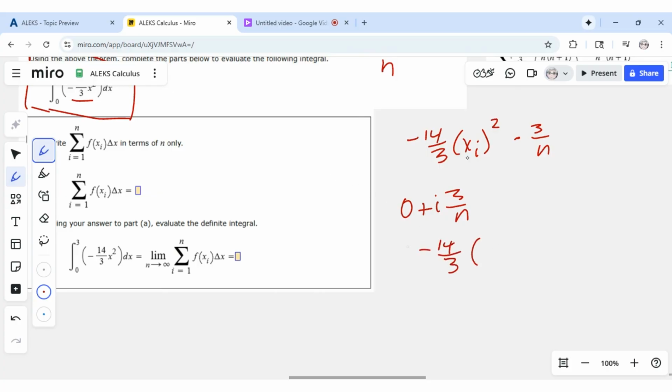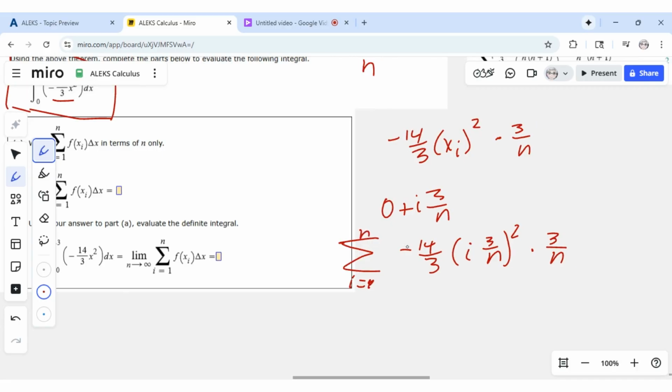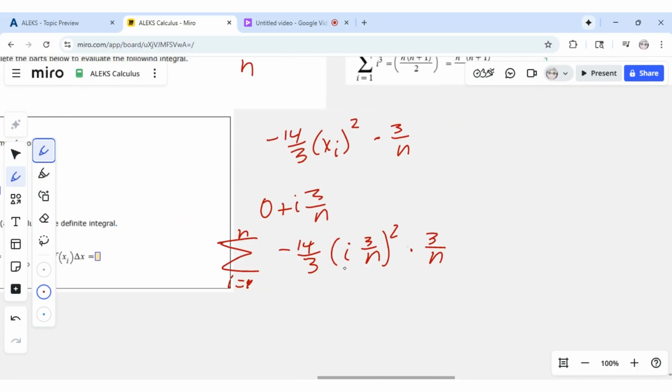So now we've got negative 14/3. And in here, instead of x sub i, I've got i times 3 over n. And this is all squared because that's part of the function. It's negative 14/3 x squared. And we've still got our 3 over n. And of course, we're still trying to make a sum here from i equals 1 to n. Now, what we need to do here is we need to isolate i.